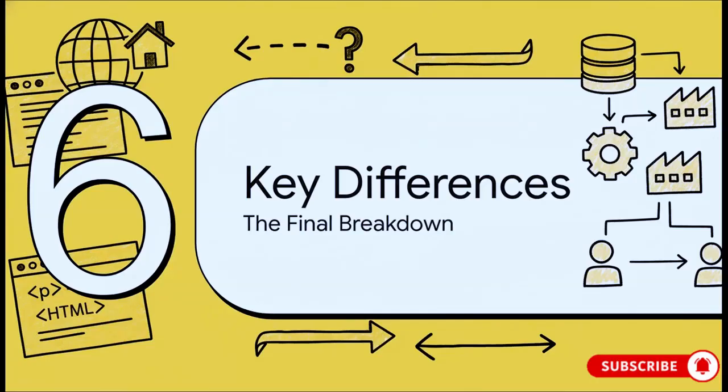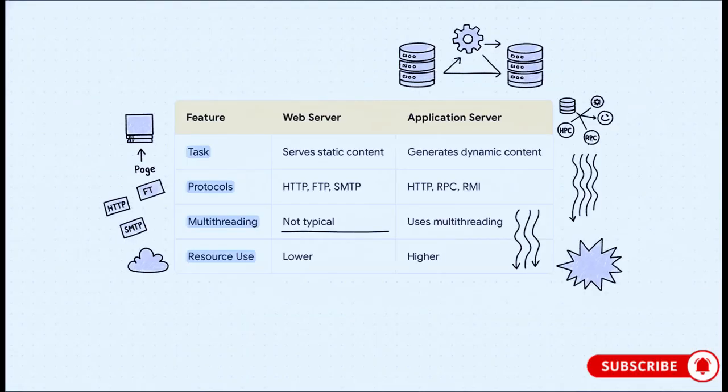All right, now that we've seen them in action together, let's just put their key differences side by side. A final clear breakdown. This table really sums it all up, doesn't it? Web servers, they handle the simple, static stuff, and they're easy on the resources. Application servers, they are the heavy lifters, the ones executing all that complex business logic to create dynamic content. And a really key difference is how they handle lots of requests at once.